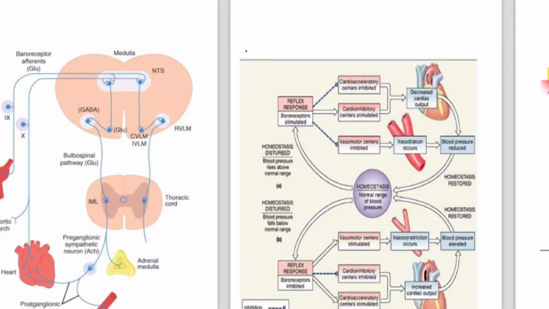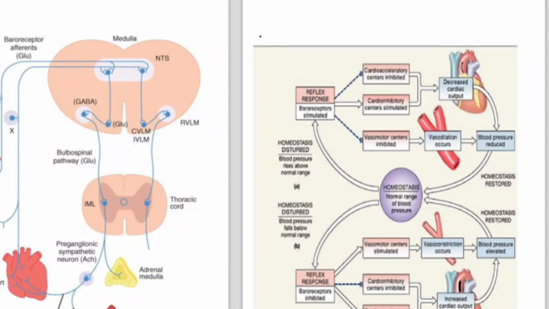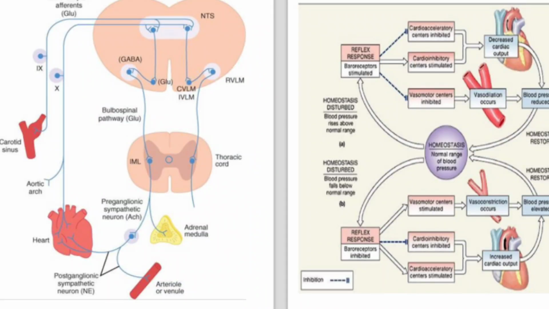This can be explained by the baroreceptor reflex. We know there are two baroreceptors, carotid sinus and aortic arch. The baroreceptors are stimulated when there is increase in blood volume. These baroreceptors are stretch receptors, so they will be stretched and they discharge at an increased rate when the pressure in the carotid sinus and aortic arch rises.